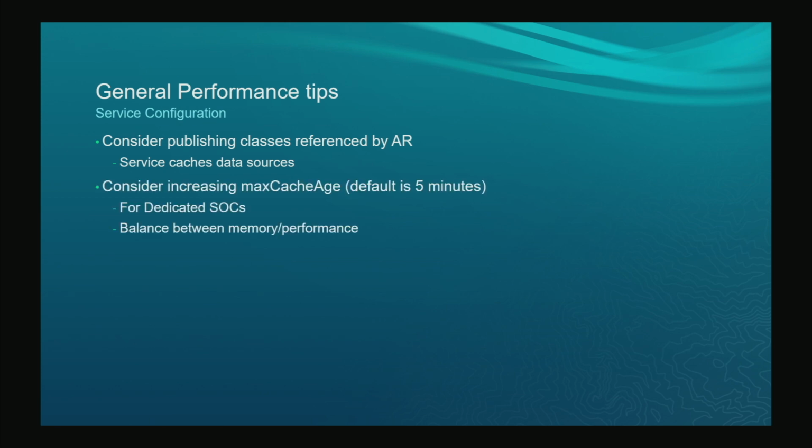We've seen some customers with this, and we noticed there is a lot of thrashing going on, opening the same class 100,000 times instead of just publishing that class and saving and getting a hit. Another thing is this cache that we talked about is per version, and you can actually extend it. So consider increasing it. By default, it's 5 minutes, and it's only for dedicated SOCs.